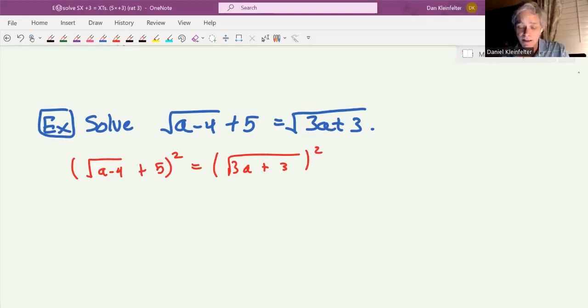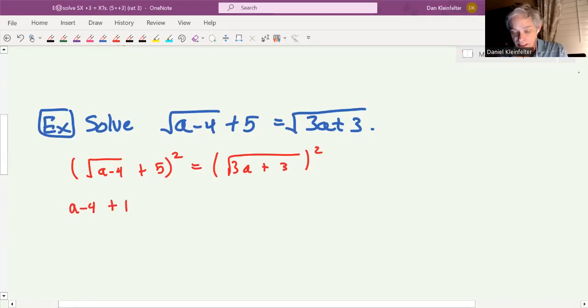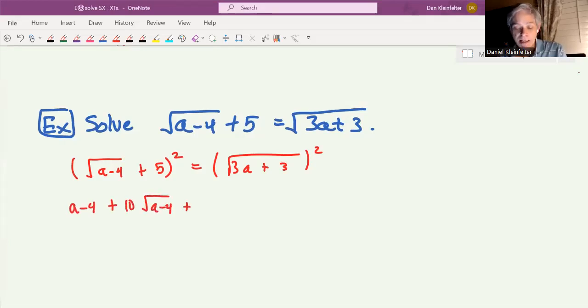So we'll have the square root of a minus 4 squared gives us a minus 4. And then twice the product of the two things. So we have 10 square roots of a minus 4. Then in the back, a 25.